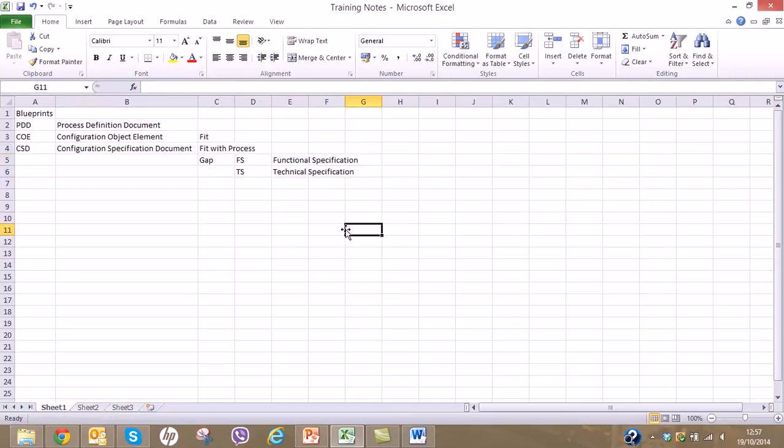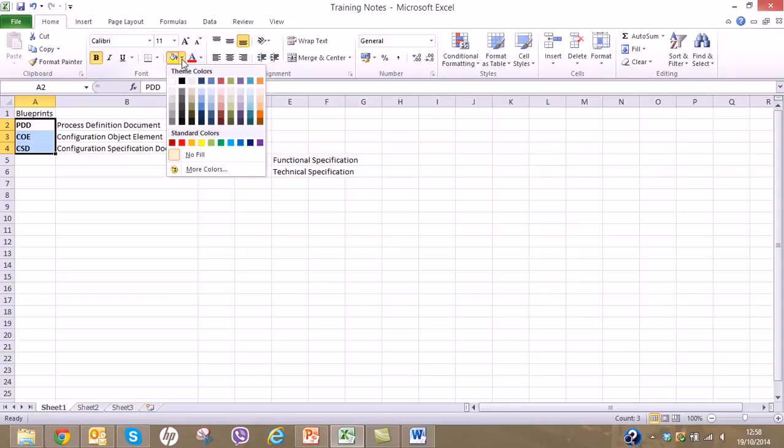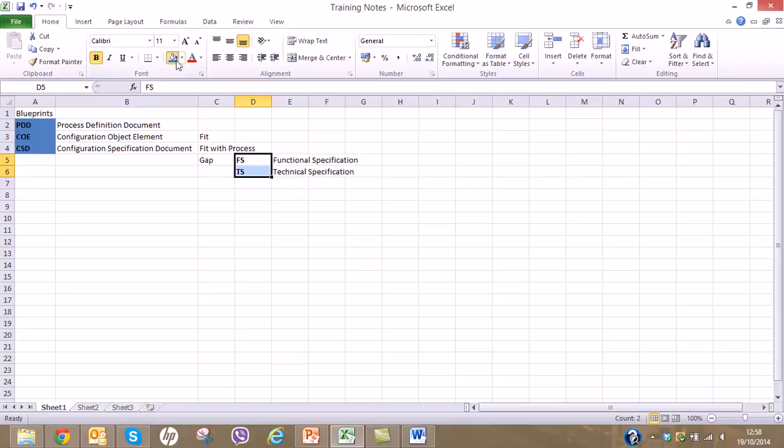Okay, so these documents PDD, COE, CST, FS and TS are the blueprint documents which you have to create. So this is important for you. So now fit with process and gap. If it is fit and fit with process, that is fine. You don't have to do anything, just write COE and CST and then configure the system accordingly.